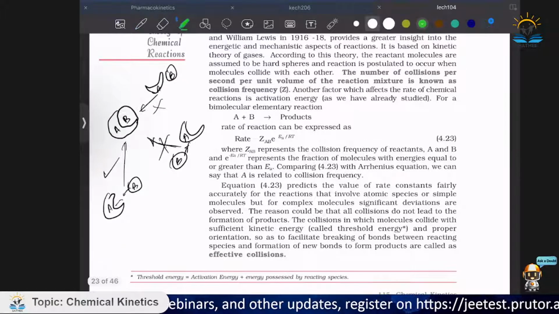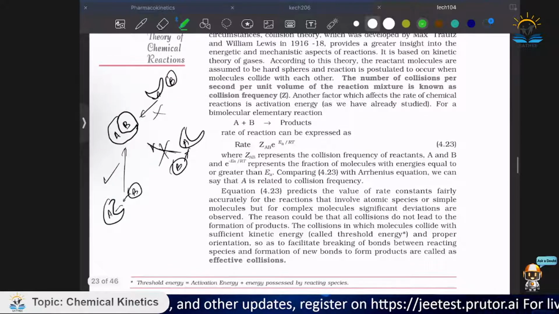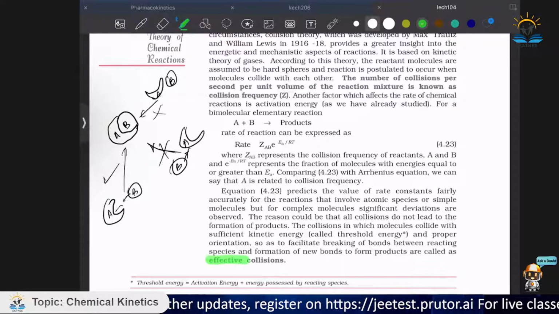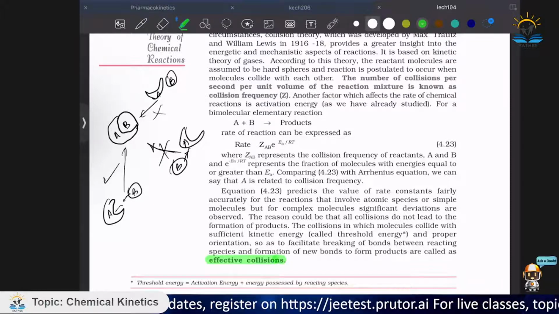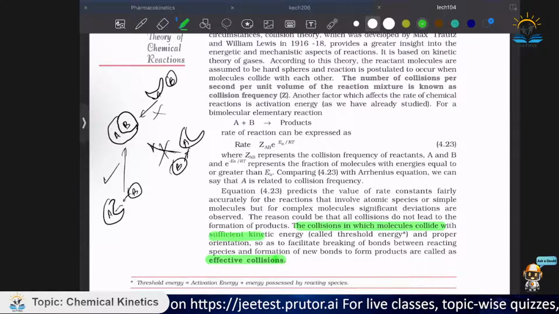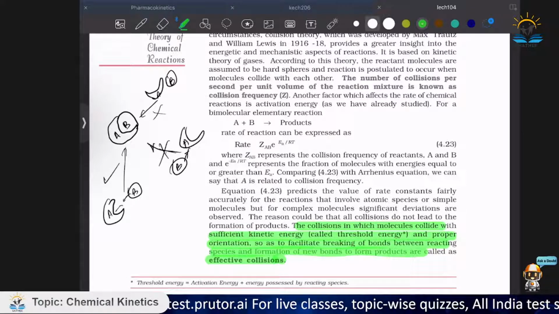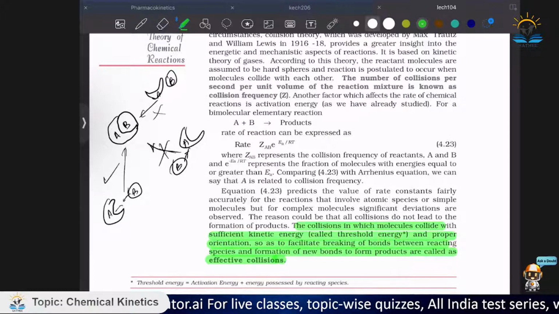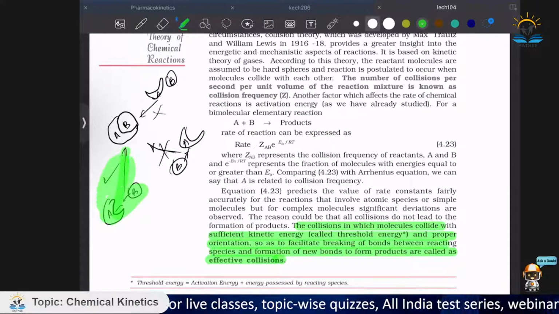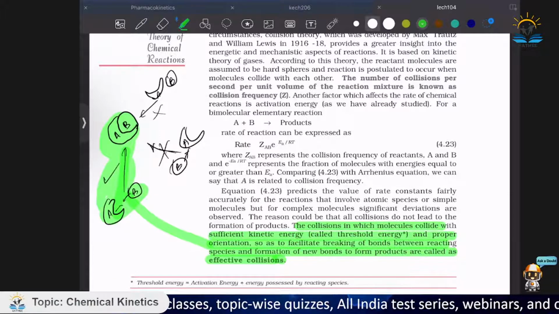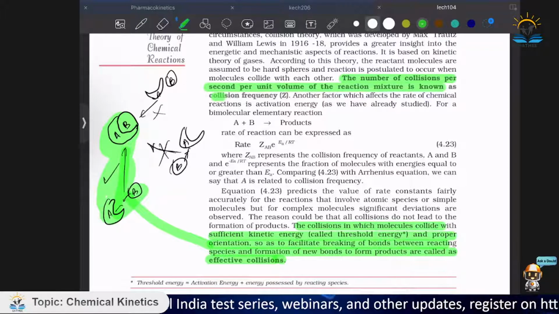So the first factor which the collision theory says, the essence of collision theory, is effective collisions. It says that collisions in which molecules collide with sufficient kinetic energy and proper orientation form products, and they are called effective collisions. So only effective collisions like these will form products. Now, some factors which affect this they have described mathematically: the number of collisions per unit volume is known as collision frequency, that is Z.